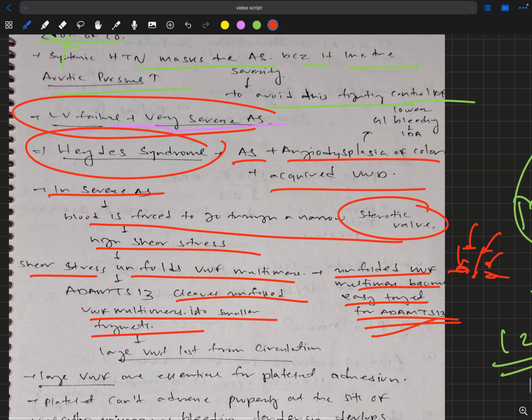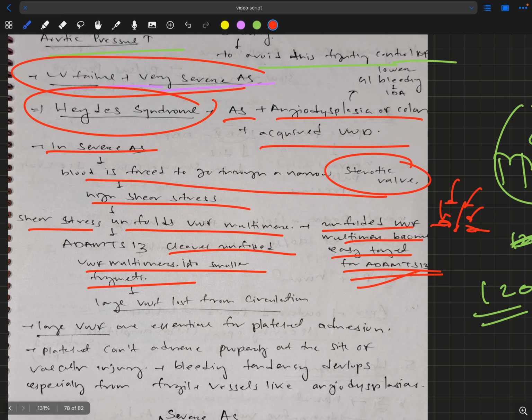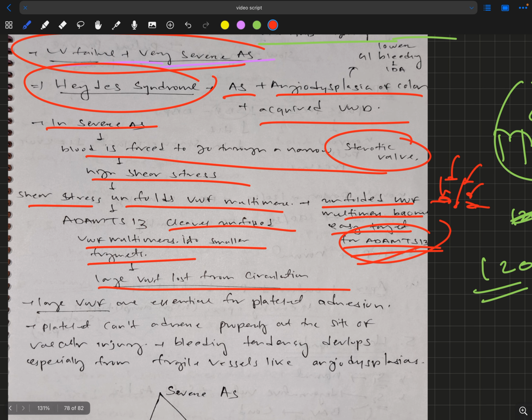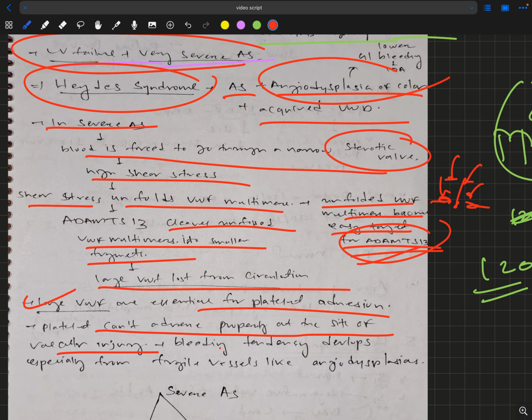These von Willebrand factor multimers are responsible for platelet adhesion. So if they are cleaved by ADAMTS13, the large von Willebrand factor will be lost from the circulation. So there will be no platelet adhesion, and it is more prone to bleeding from fragile blood vessels like angiodysplasia. Large von Willebrand factor multimers are required for platelet adhesion. Now the platelet cannot adhere properly at the site of vascular injuries, and a bleeding tendency develops, especially from fragile vessels like angiodysplasia of colon.